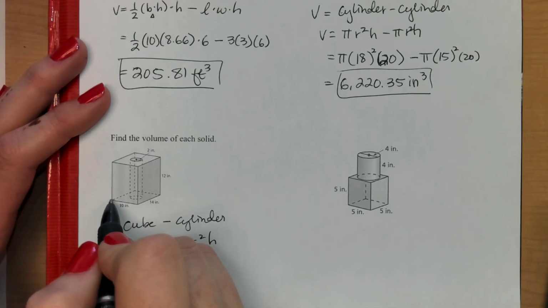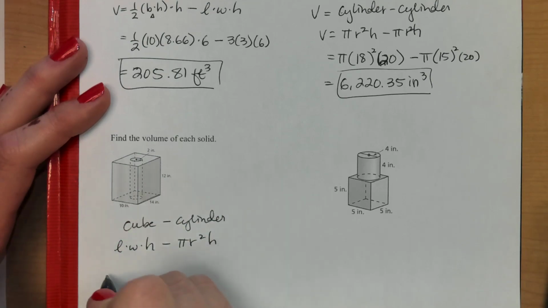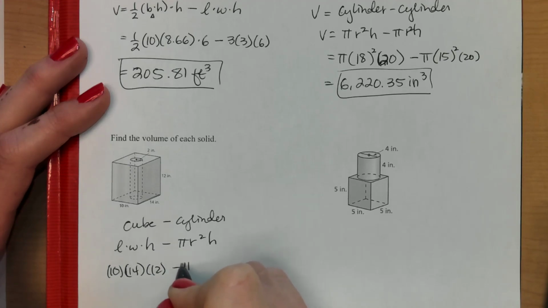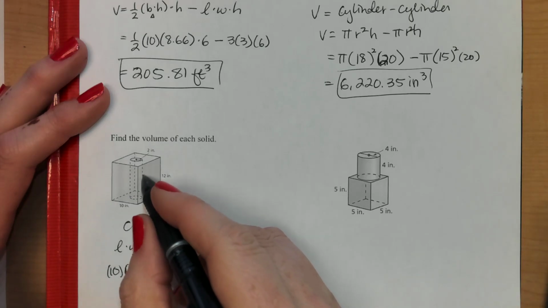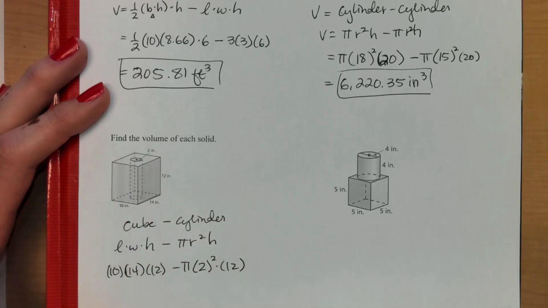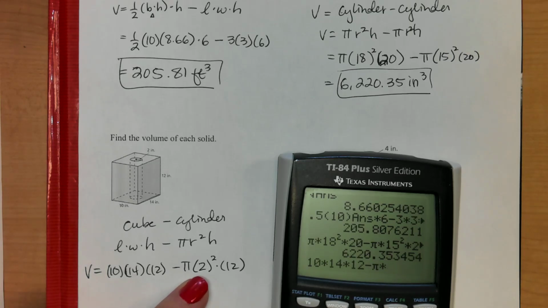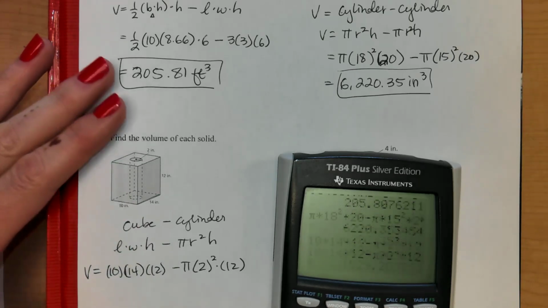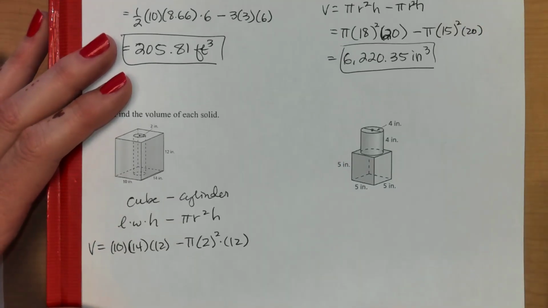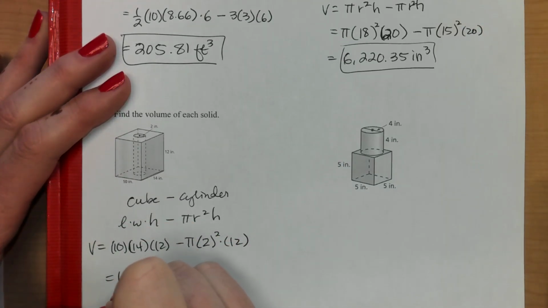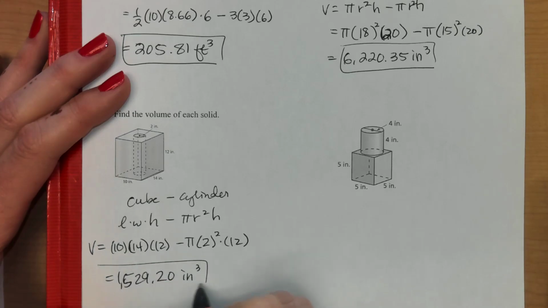For the box, I just need my 3 numbers, so 10, 14, and 12. Minus pi, and now I need the radius, which they gave me, so 2 squared. The height of the cylinder is 12 as well. That's the volume, and we can just type that in: 10 times 14 times 12, minus pi times 2 squared times 12. So about 1,529... whoops, 5,029.20 inches cubed.